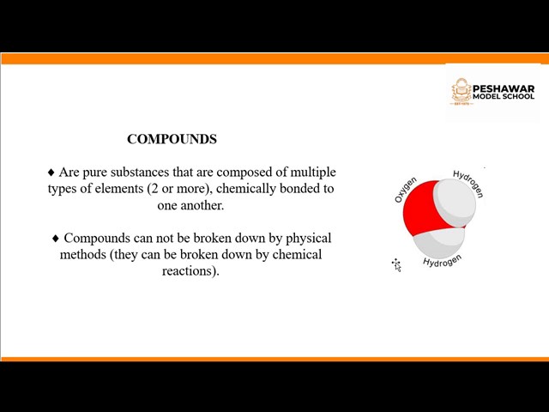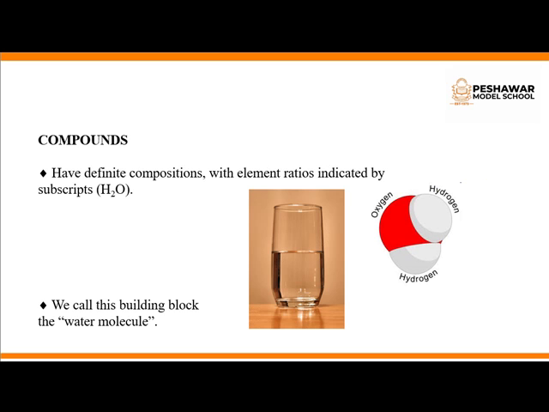Now compound cannot be broken down by physical means or by physical methods. Compound can only be broken down by chemical reactions or by chemical means, but it requires a lot of energy. It means that compound cannot be separated or cannot be converted into its constituents by simple means, or you can say we cannot reverse back into its constituents easily, so it requires a lot of energy.